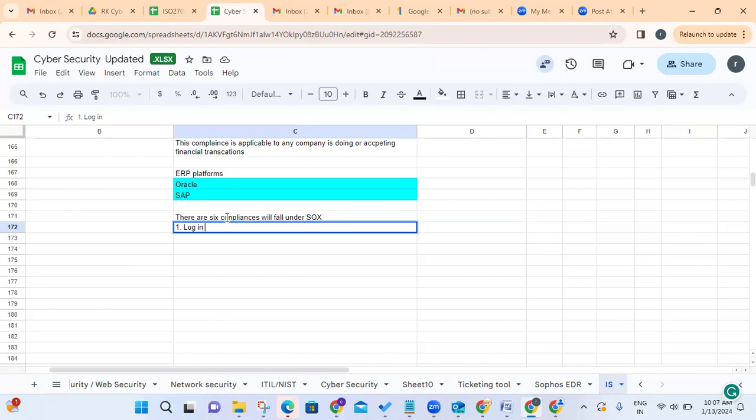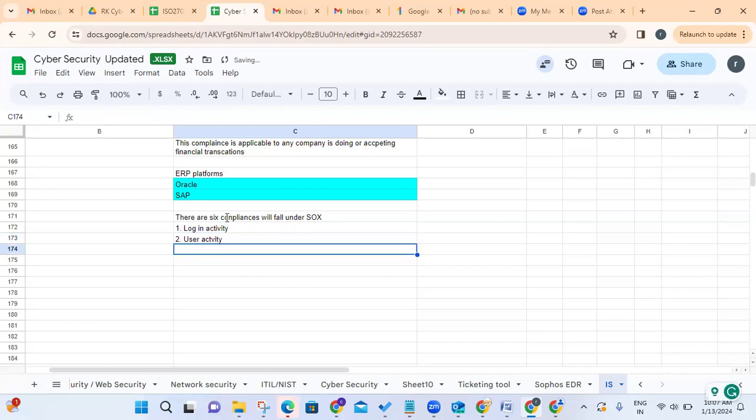Login activity of the databases. Whoever is logging into the database related to Oracle and SAP in a 1 year time period, whether it is login failure or login success, that login activity evidence we have to gather. Second one is user activity. In case we are providing any user level access to the database, what is their activity on the database side? So that user activity we have to gather.